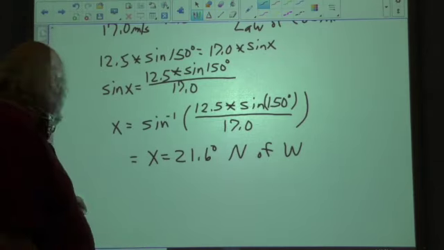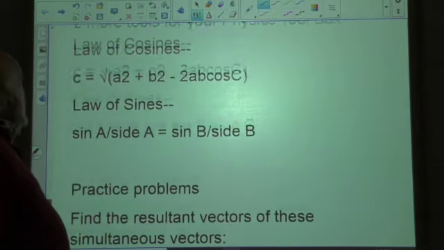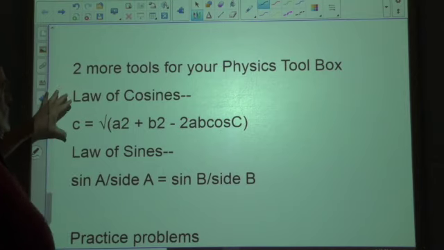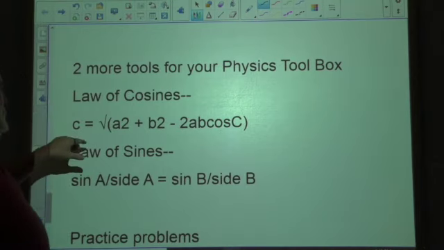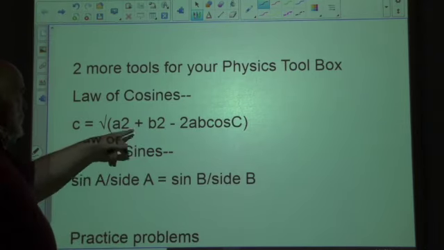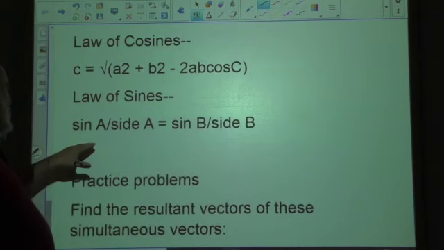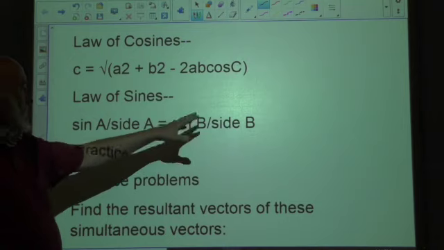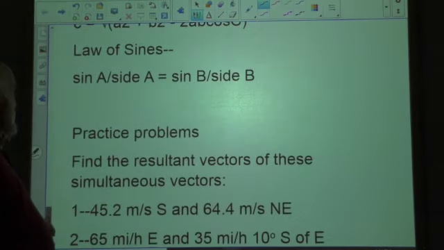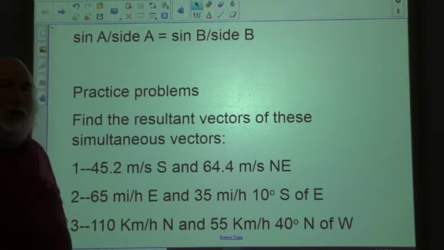So, your practice problems. Oh, here's your two tools for the physics toolbox. Square root of, and these should be squares, and I'll fix that before you get the video, a squared plus b squared minus 2ab cosine C. And the law of sines, sine of A over side A equals sine of B over side B. And your practice problems are shown here. You can pause it and copy that down or whatever. But good luck to you.